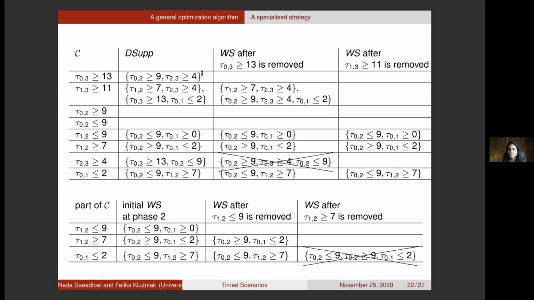For example, after removing the first constraint, tau 03 greater than or equal to 13, we observe that that constraint appears in a support set of tau 23 greater than or equal to 4. I'm talking about the second constraint from the bottom in the table. So now, in the support, we have to replace the removed constraint with its original supports. It means that now tau 03 greater than or equal to 13 is going to be replaced by the support, which is tau 02 greater than or equal to 9 and tau 23 greater than or equal to 4.